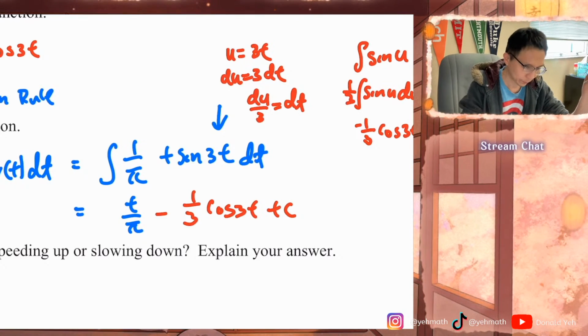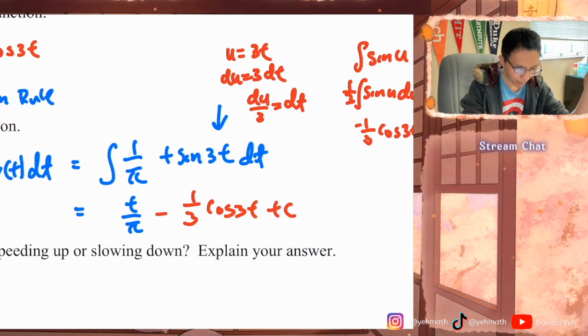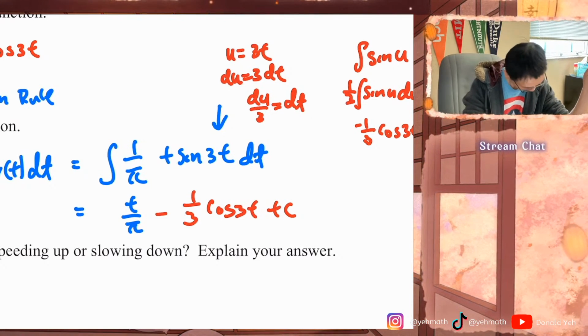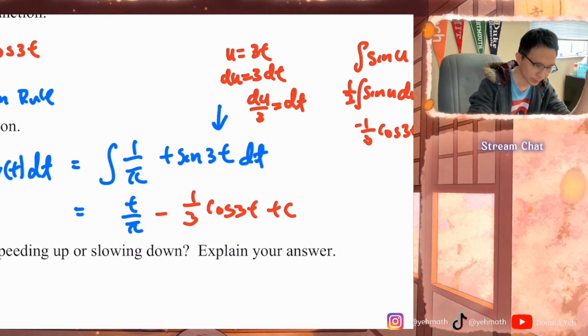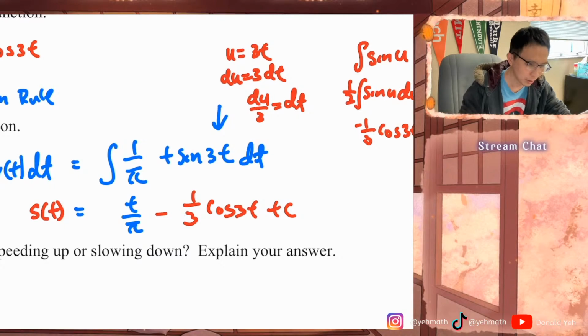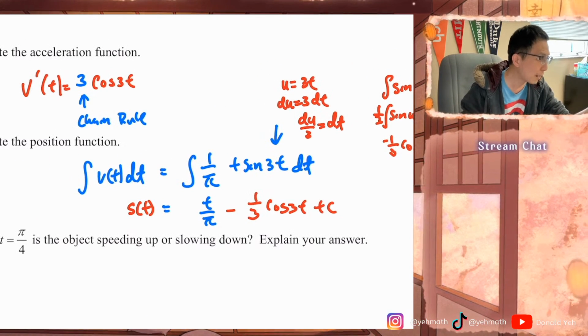Wait, is it t over pi minus 1/3 cosine? T over pi minus 1/3 cosine of 3t plus c. Oh, okay. I forgot that when you integrate sine, it's negative cosine. So remember, this is s of t now, but they say find the position function. Should you have a c?